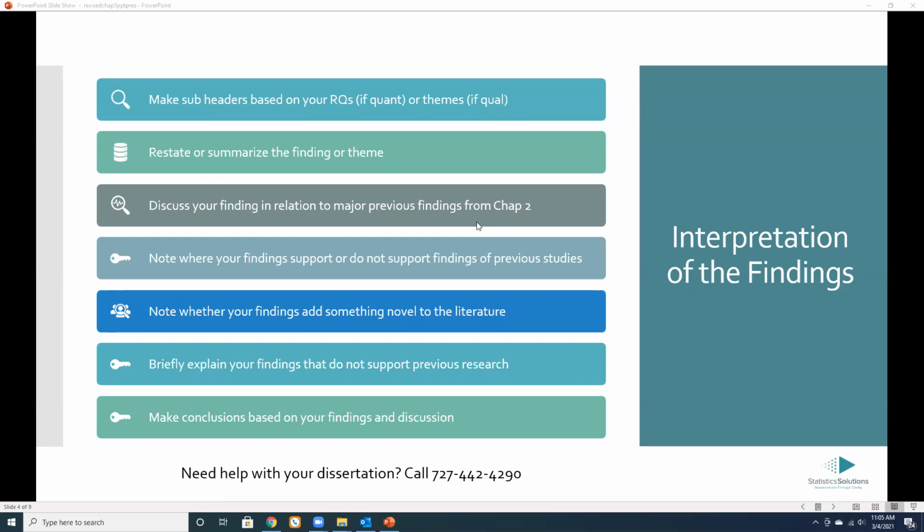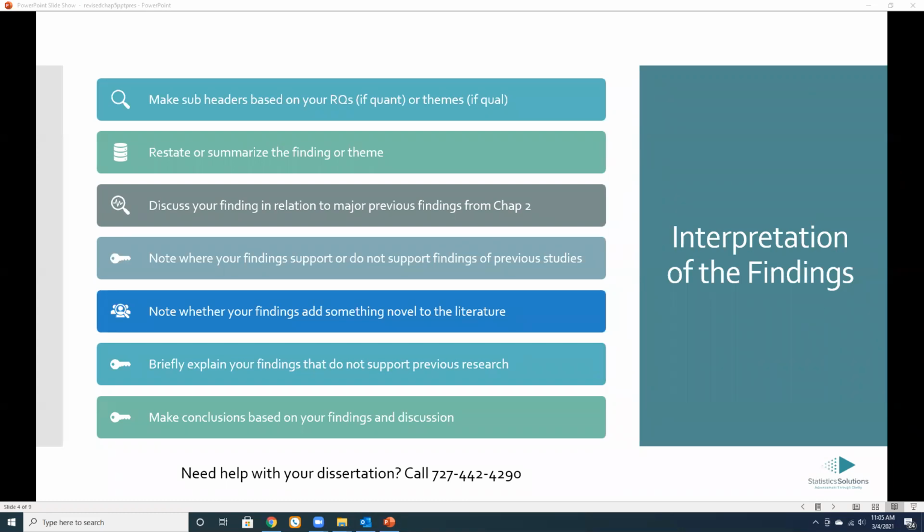People get kind of confused about this chapter. Sometimes they're not sure what to put in it and they just copy and paste material from Chapter 4. Like I said, really this is a discussion, and the big part of it is to go back to the major findings in Chapter 2 to see how your findings support or don't relate to the major findings from Chapter 2.